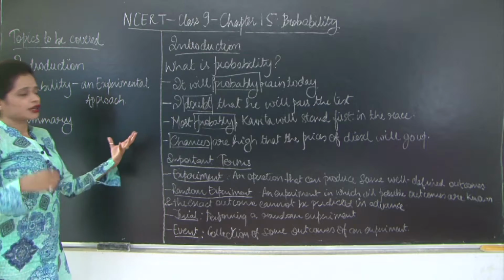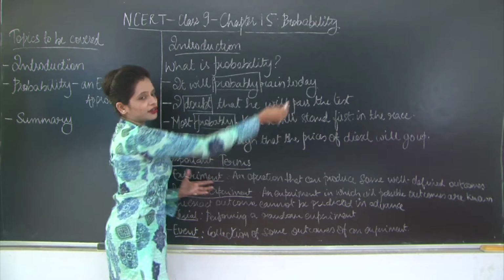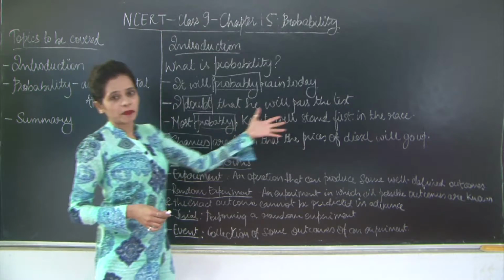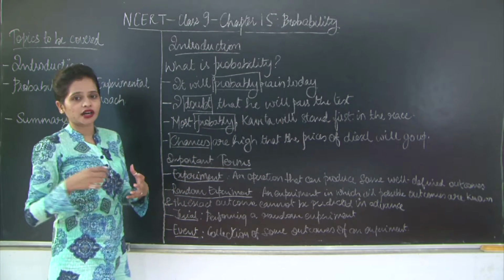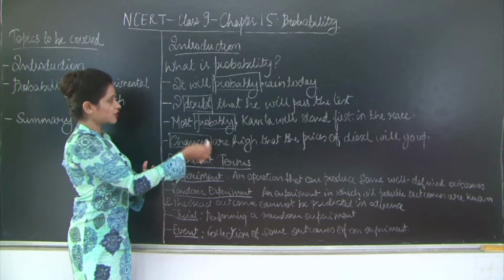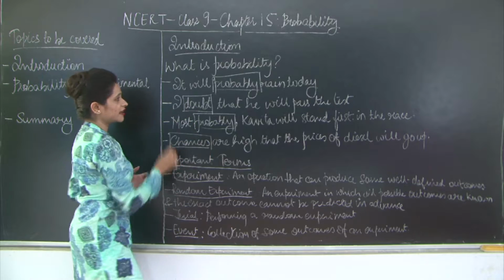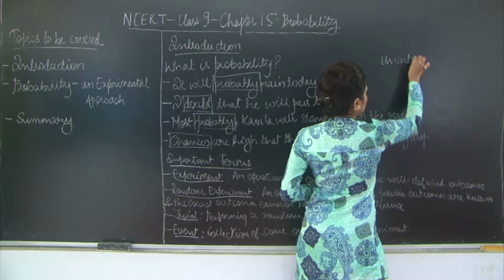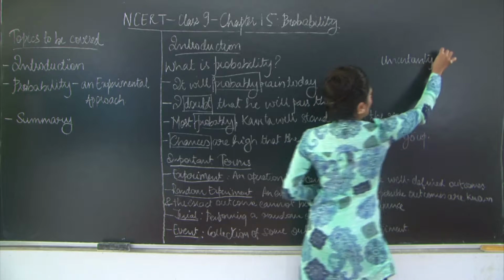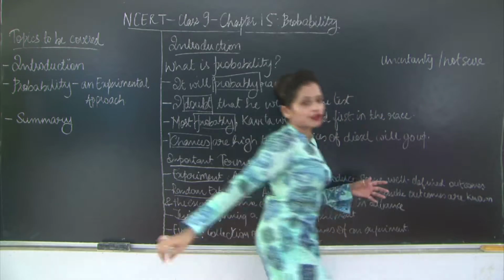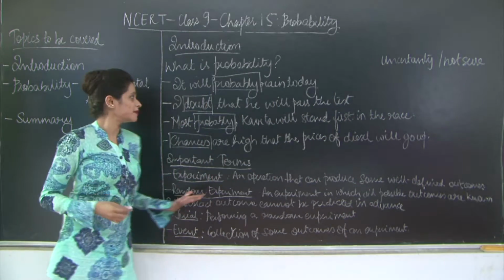Uncertainty meaning, it says that it will probably rain today. So it may or may not rain today. Then, I doubt that he will pass the test. So the person, whoever is forecasting whether the person will pass the test or not, is not sure about that. So there is an uncertainty, the result may be positive or it may be negative.